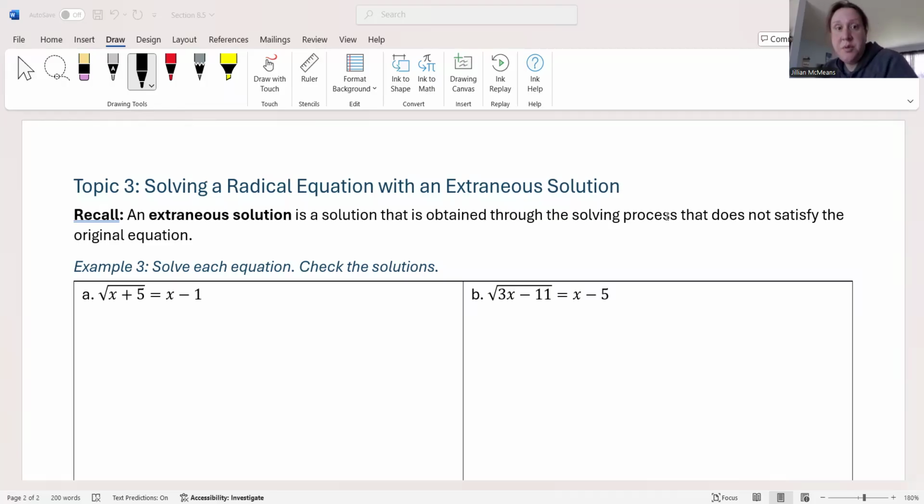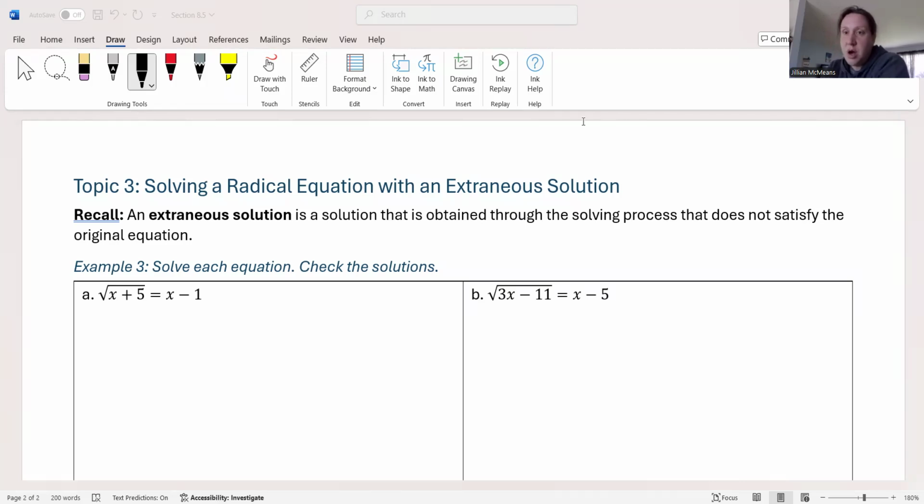For topic 3, we're going to be solving radical equations containing square roots again, but this time we're going to have just a single extraneous solution. So don't confuse that necessarily with what happened in the last video. In the last video, we had no solution at all. Here, we're likely to have a solution, but maybe when we solve, we get two solutions and one of them does not work, but the other one does.